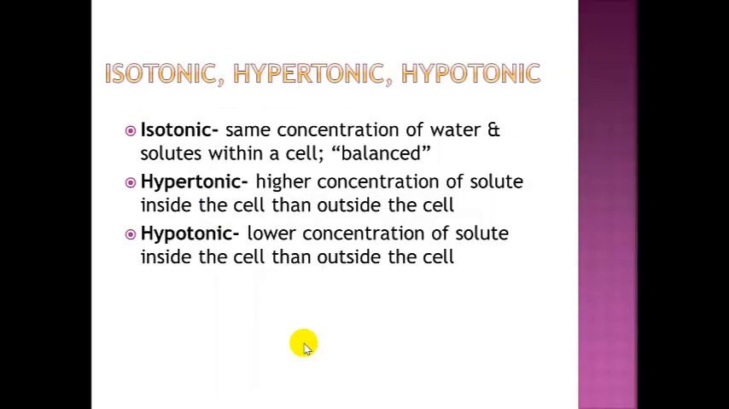All right, now we're going to talk briefly about three different types of solutions when you have water and something else like a solid in it: isotonic, hypertonic, and hypotonic. Isotonic is when you have the same concentration of water and solutes within a cell, all right, where it's balanced. Solute, I'll give a good example real quick. The solvent is like tea. Like you drink liquid tea, and if you put sugar inside your tea, the sugar would be like a solute that's going to actually dissolve inside the tea. So the solute will always dissolve into the solvent.